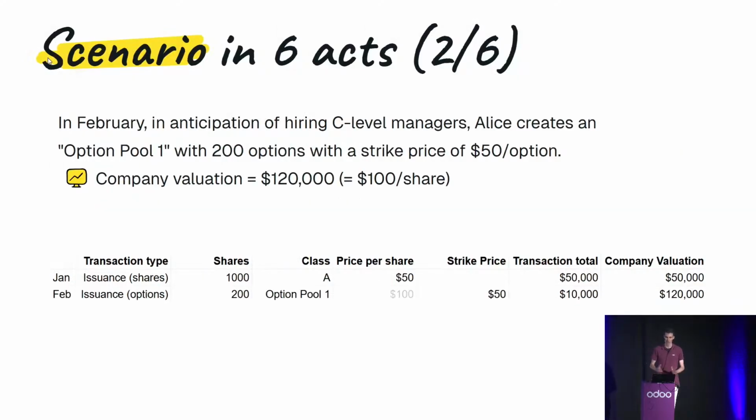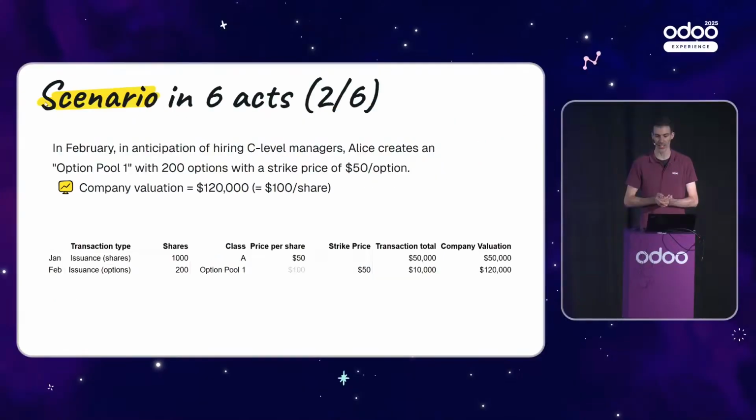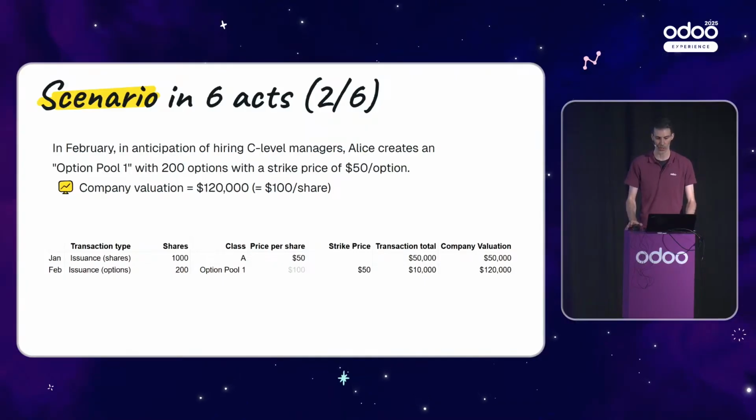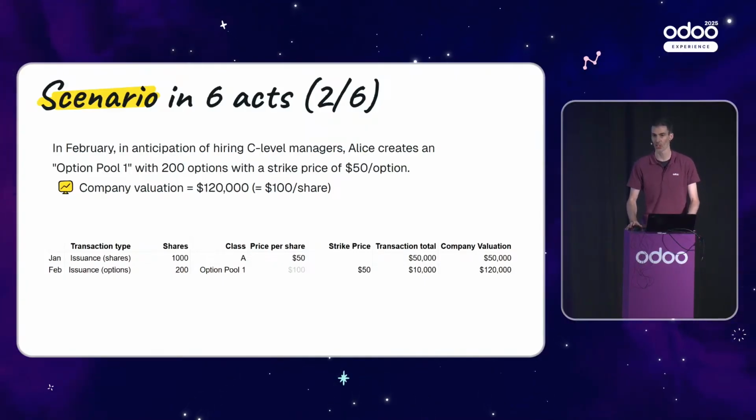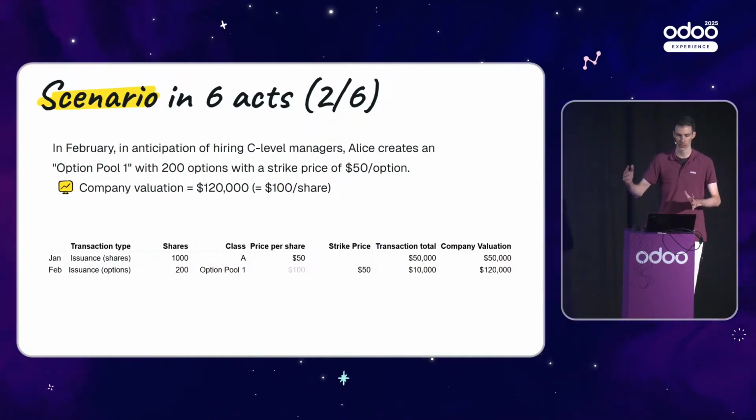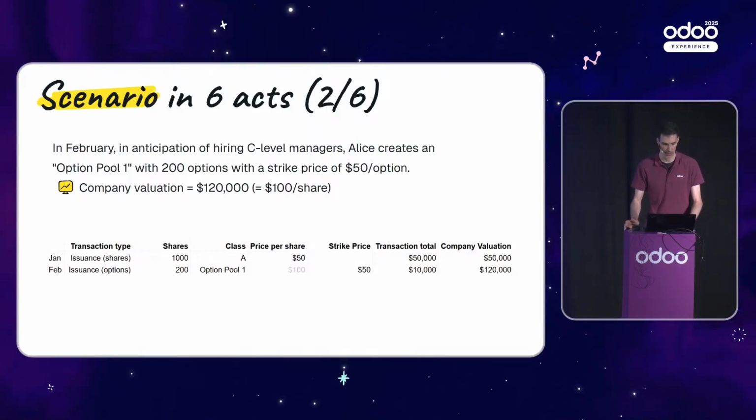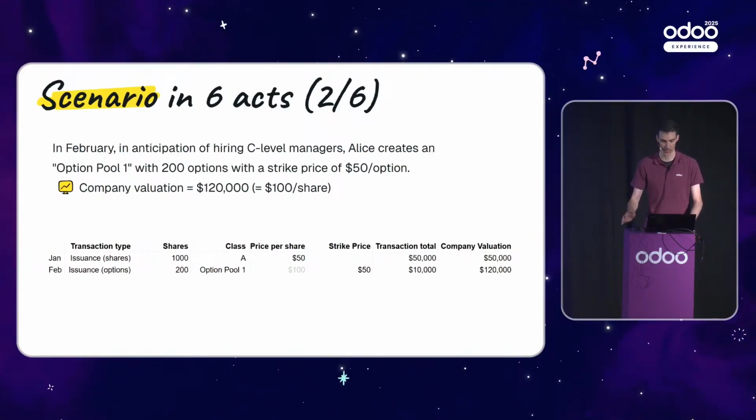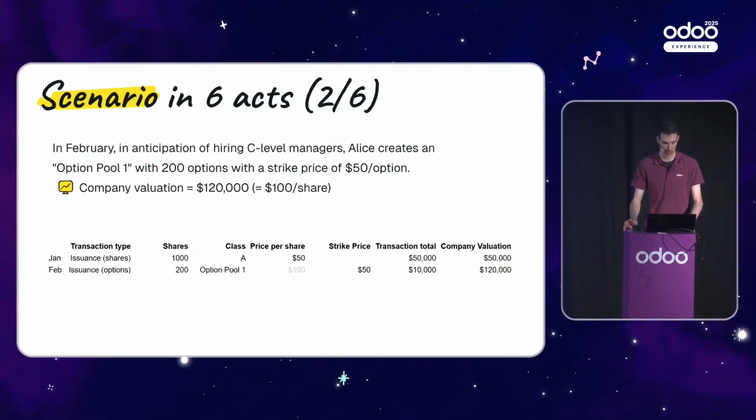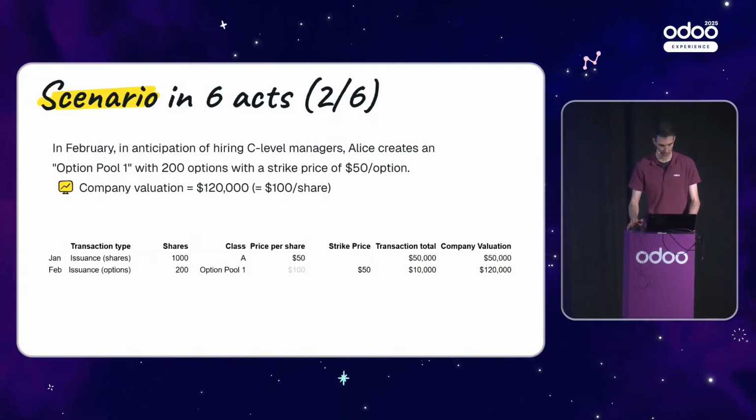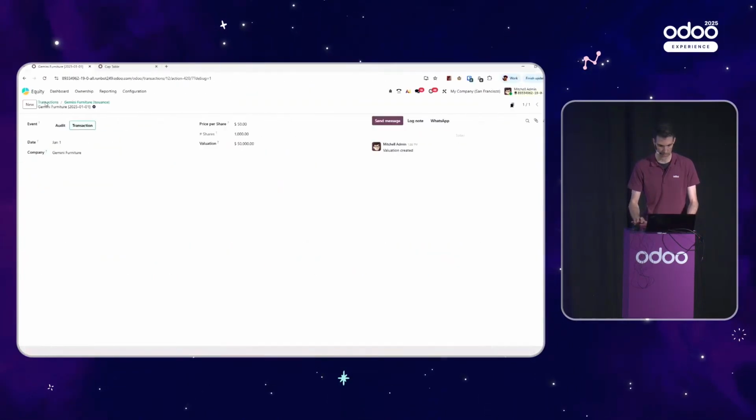Next, in February, in anticipation of hiring C-level managers, Alice creates an option pool 1 with 200 options with a strike price of $50 per option. And in the meantime, the company has grown, and an audit has evaluated the company at $120,000. So this is going to be an options issuance. The company is going to emit those 200 options in the option pool 1 at a $50 strike price. Let's do that.